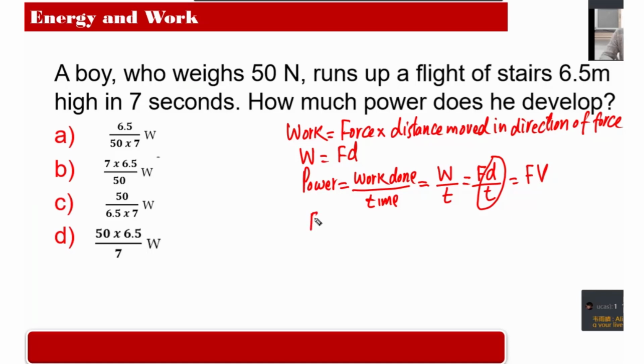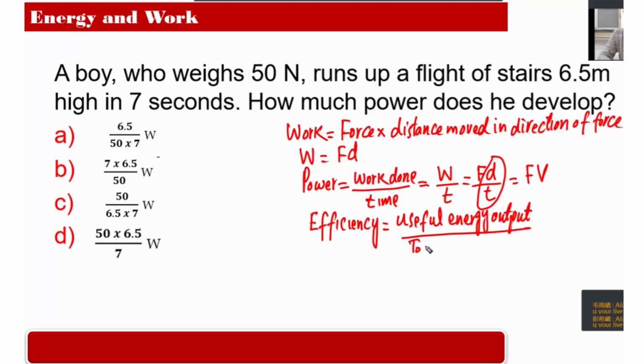Next thing we need to understand is efficiency. Can you try to recall what efficiency is? Efficiency is equal to useful energy output divided by total input energy. This is how we can define efficiency.